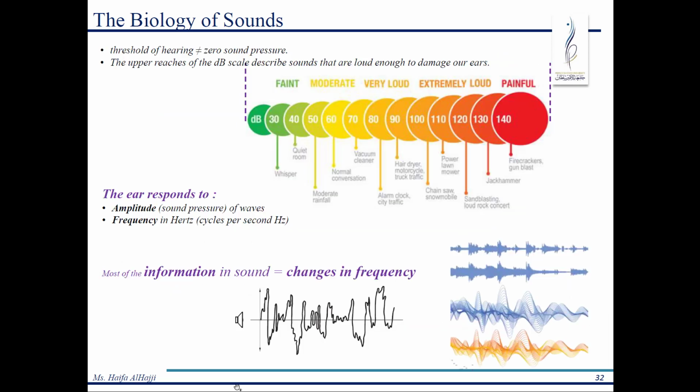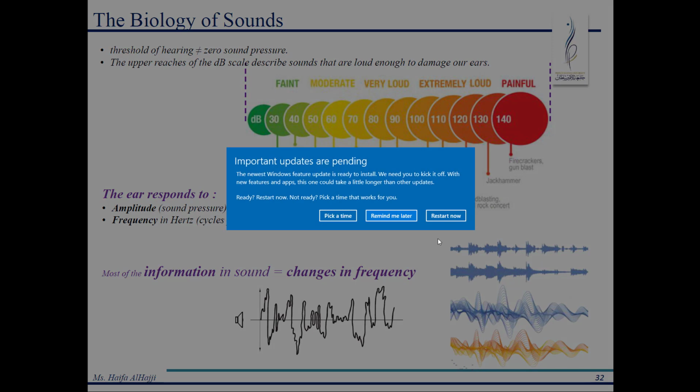Now, most of the information in sound is actually changes in frequency. So how do I differentiate a word? A word is made of different letters, of a transition of vowels. So I detect a word by detecting these differences in frequencies. So I detect that I have more than one letter.